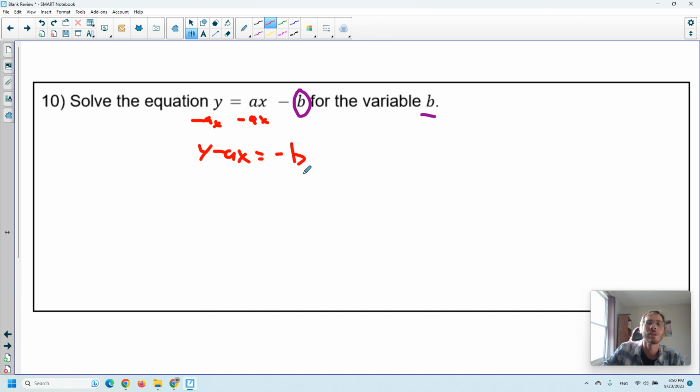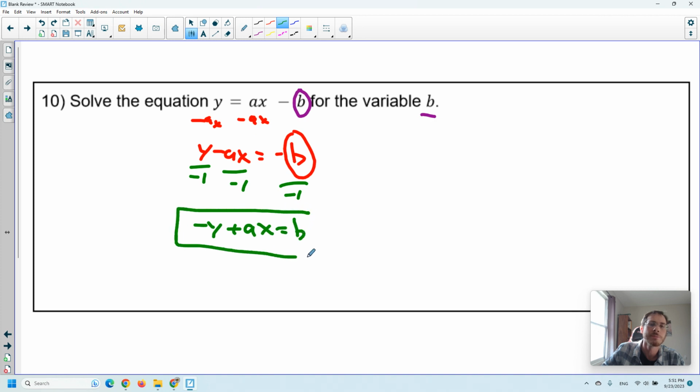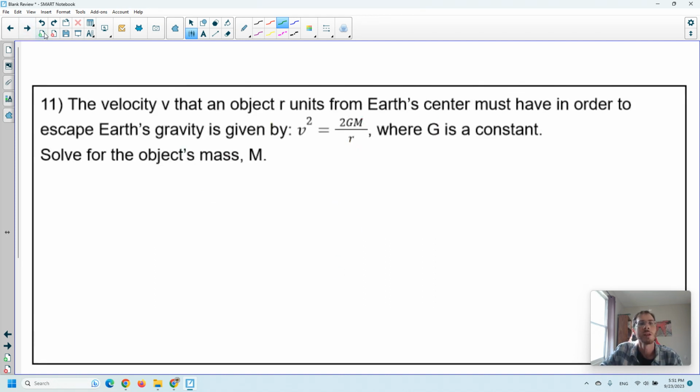So y minus ax equals negative b. I'm going to circle the b because it's not by itself yet. I still see it has the negative sign. So I have to divide everything by -1. So negative y plus ax equals b. And then I'm done. B is now by itself. So I know I'm done with the question. And that's it. We're just using our properties of algebra.